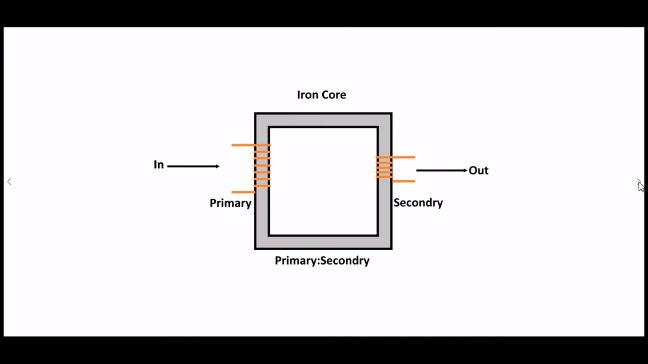The alternating current on the primary coil creates a changing magnetic field in the iron core. This will induce a current in the secondary coil.